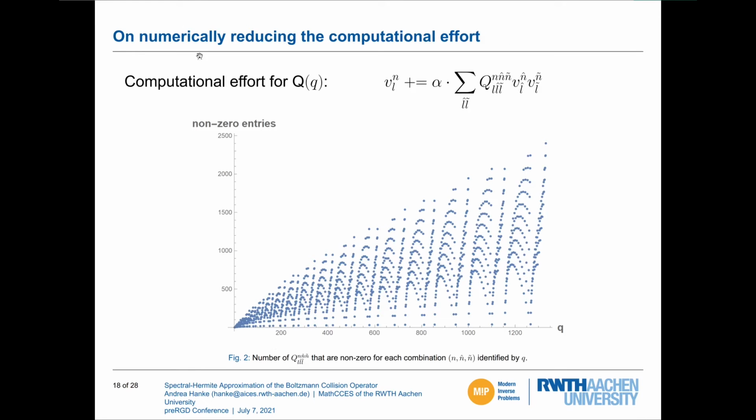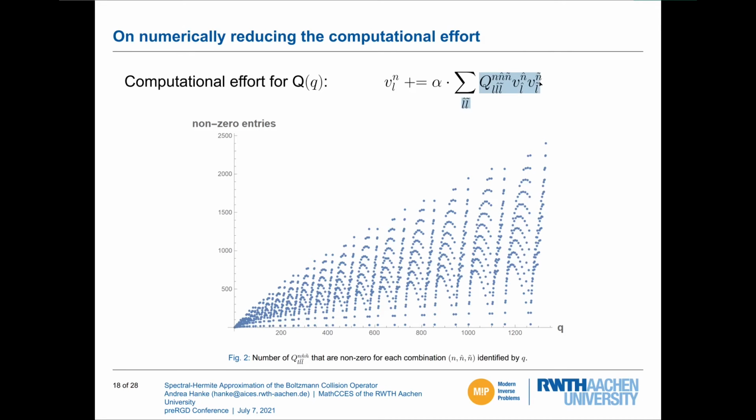Let's first look at the numerical reduction of the computational effort. You can see here the number of q's that are non-zero plotted against the unique case number q. When q is small, we only have very few non-zero entries, and as q goes larger, in principle you can see a larger amount of entries, but you can also see that some of the cases are very easy to compute and other cases are very hard to compute, in the sense that you have a lot of coefficients in the sum here that you need to evaluate.